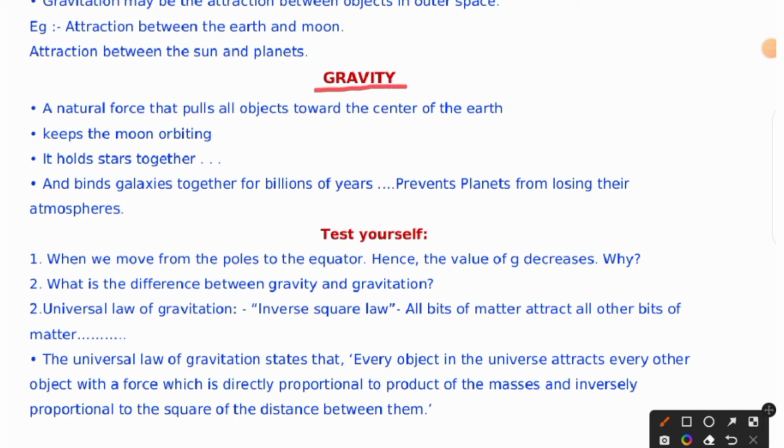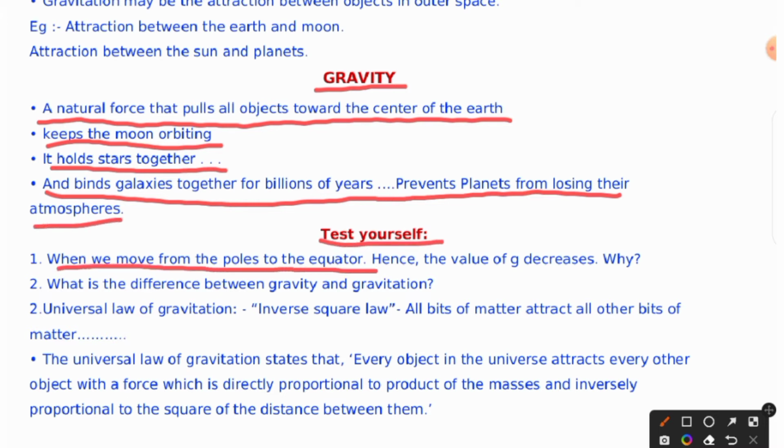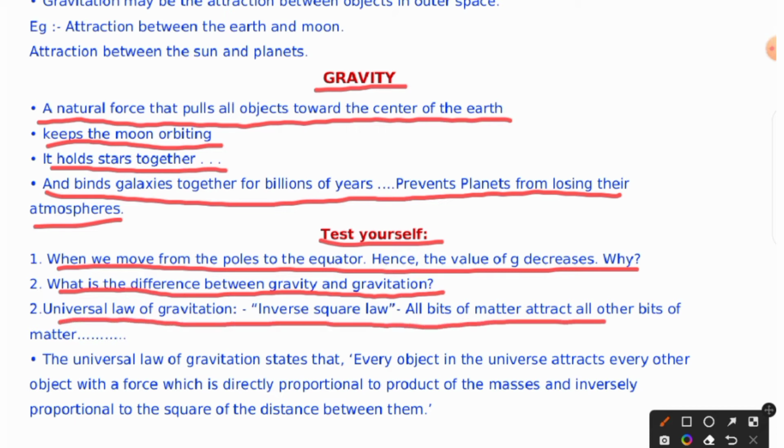Gravity, a natural force that pulls all objects toward the center of the Earth, keeps the Moon orbiting, holds stars together, and binds galaxies together for billions of years. It prevents planets from losing their atmospheres. Test yourself. When we move from the poles to the equator, the value of g decreases. Why, though? What is the difference between gravity and gravitation?